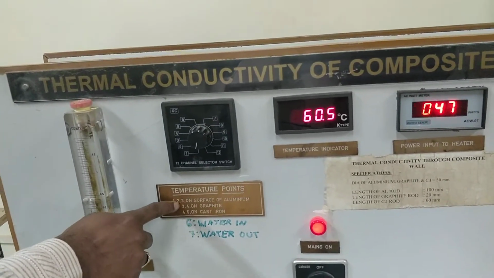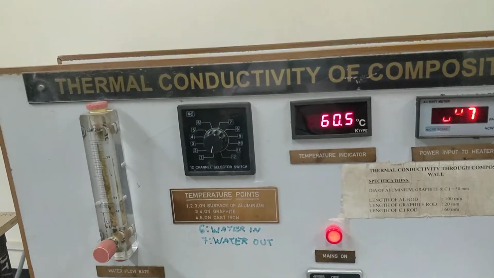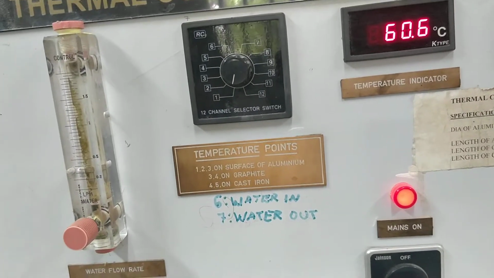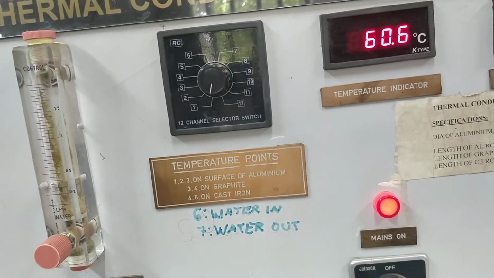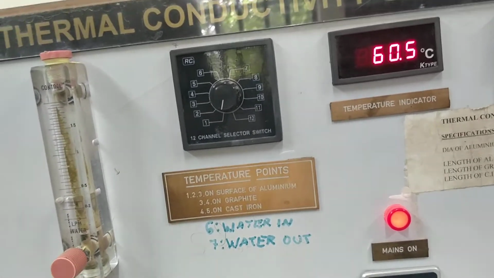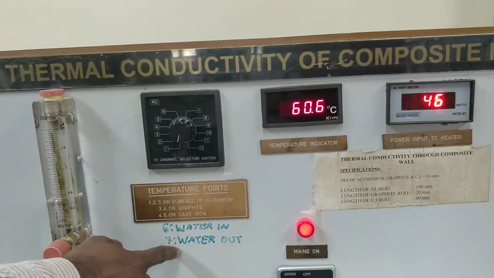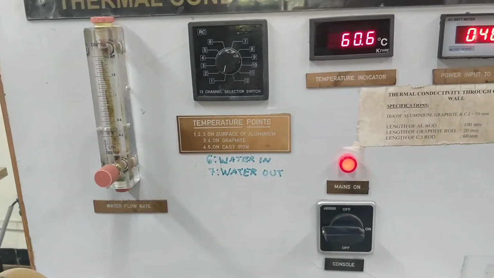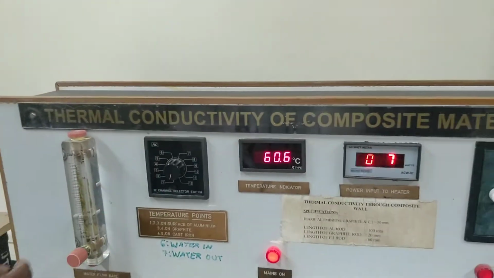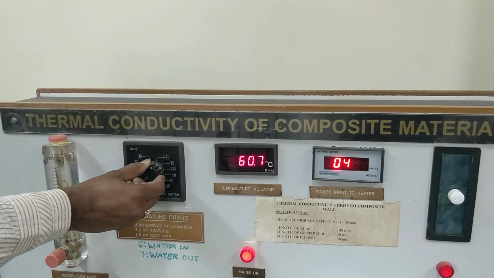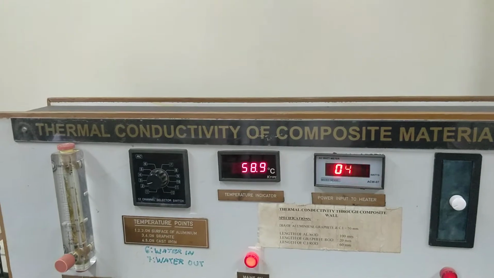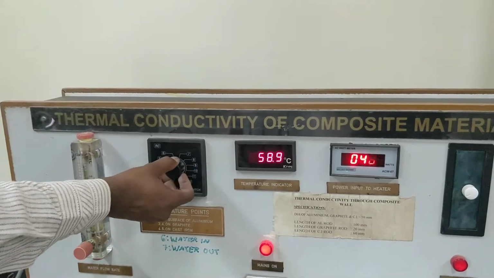You see T1, T2, T3 are on the surface of the aluminum. T3 and T4 are the temperatures across the graphite surface, and T4 and T5 are the temperatures across the cast iron surface. T6 and T7 measure the water inlet and water outlet temperatures. As we change the knob, we will see that the temperature values also change. You see very minor fluctuations, but once steady state is reached, they will give stable values.